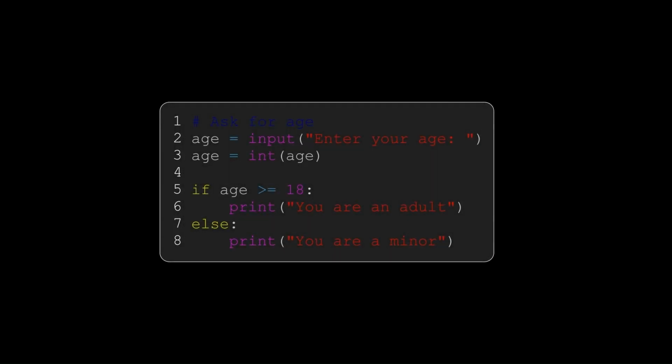Finally, let's put everything together. Ask the user for their age using input. Convert the input to an integer using int. Then check the condition. If age is greater than or equal to 18, print "You are an adult." Else print "You are a minor."